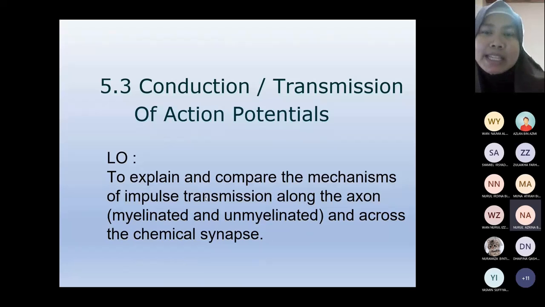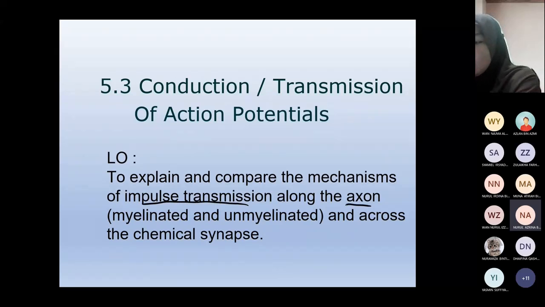Okay, next question is how the impulse is moving along the neuron. Okay, so our next topic is conduction, or transmission, of action potential. Okay, our learning outcome is to explain and compare the mechanism of impulse transmission along the axon that is myelinated and unmyelinated. All right, so myelinated axon is referring to the myelinated neuron.